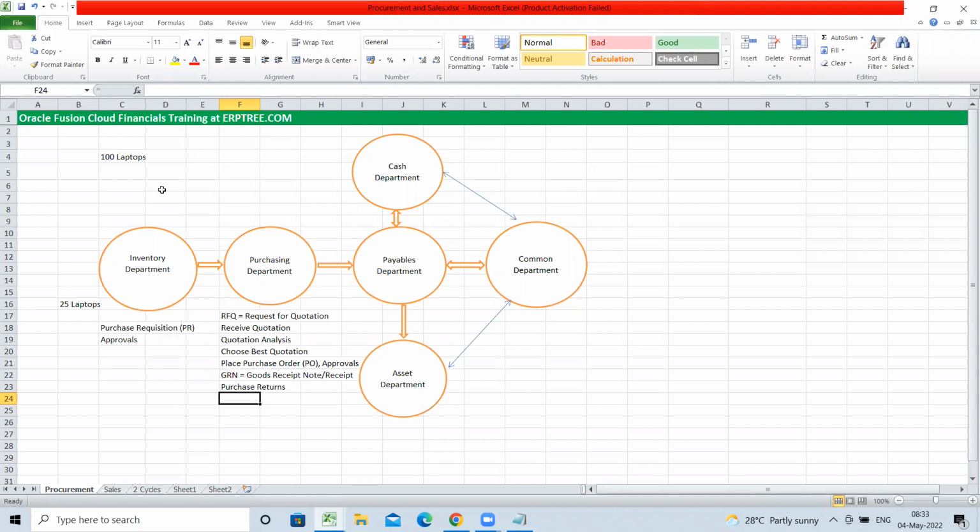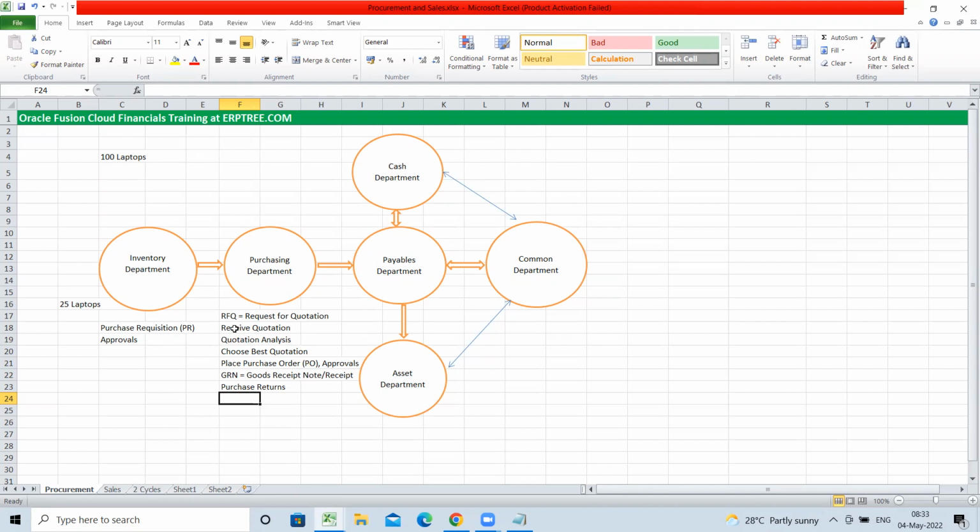We have to raise the purchase requisition, and we have to get the approvals. Then the approved purchase requisition, the inventory department should pass to the purchasing department. Based on the approved purchase requisition, the purchase department will raise the RFQ, request for quotations, specifying what items, how much quantity we need, and by which date.